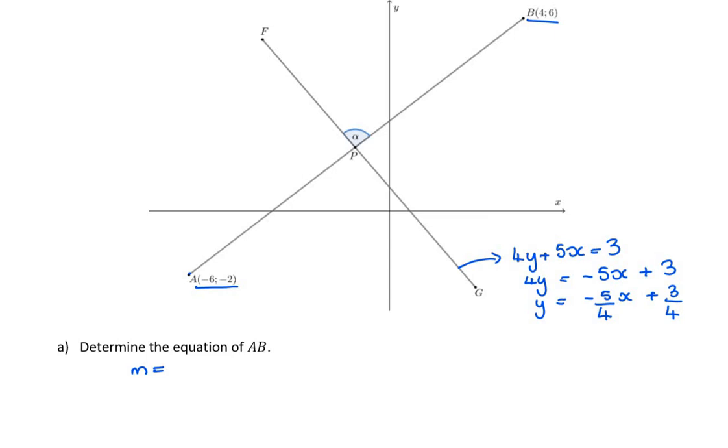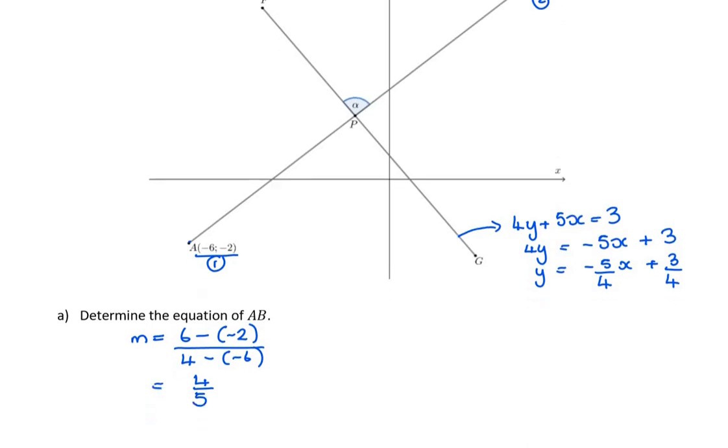Especially in an exam where I don't really want to waste too much time, if I call this point number 2 and this point number 1, don't forget that it's y2, so that's 6 minus y number 1, which is negative 2, all divided by x number 2 minus x number 1. Again, this is like a 2-mark calculation, so we don't actually generally show any working. What we would do is just put that in your calculator and let the calculator work it out for us. So I get 4/5. So you don't have to show any working other than that.